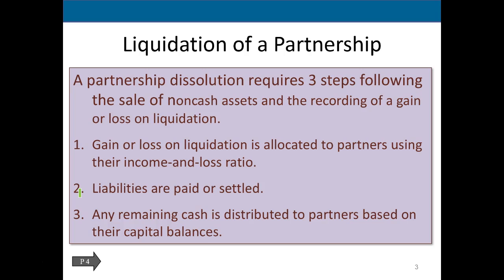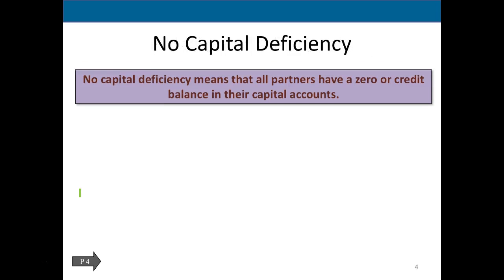And then we're going to have to pay off our liabilities because we have to pay the liabilities before we pay off the partners. And then at the end of this process, we'll be left with just cash and the capital accounts that we owe to the owners. And then we can just distribute that cash in accordance to the amounts in the capital account.